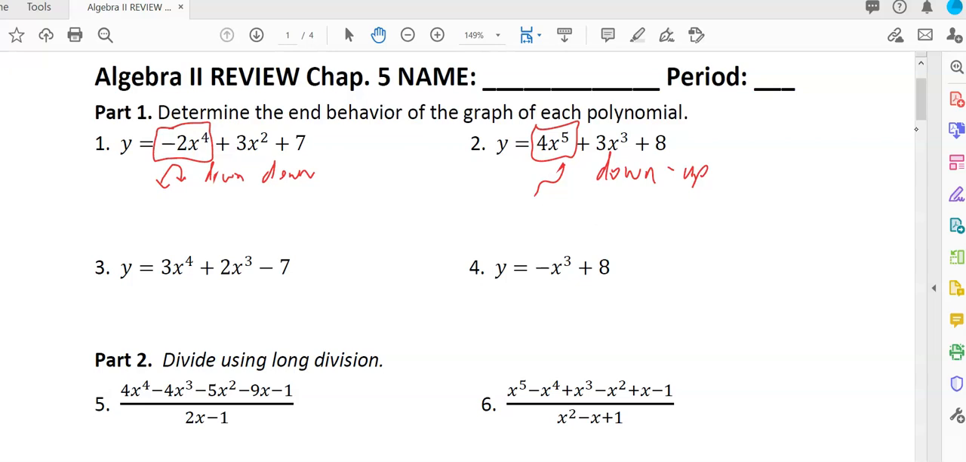up. This one is positive and even, so it's going to be up, up. And this one is negative and odd, that's going to start high and low, so it's going to be up, down.